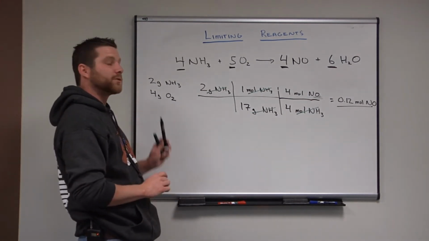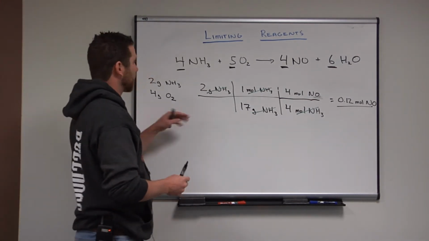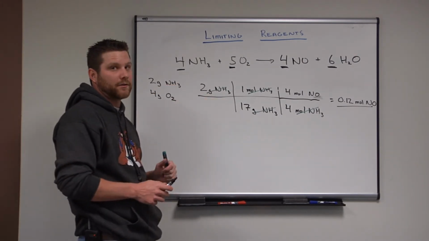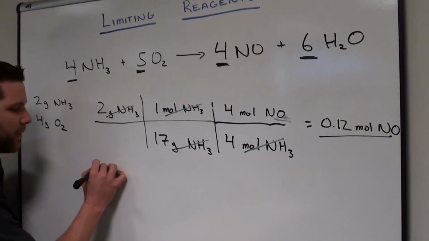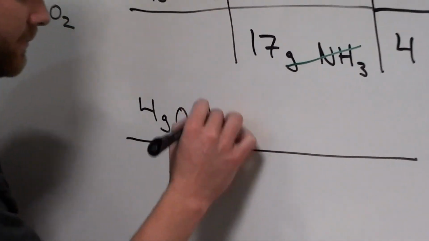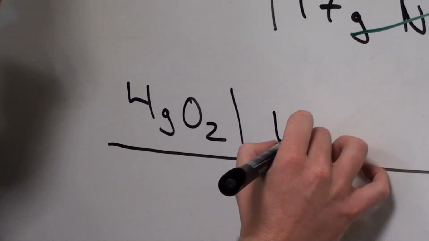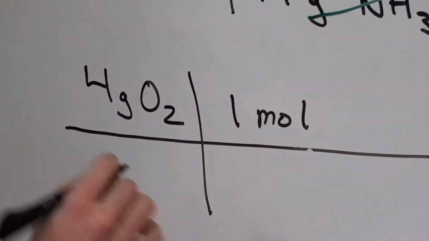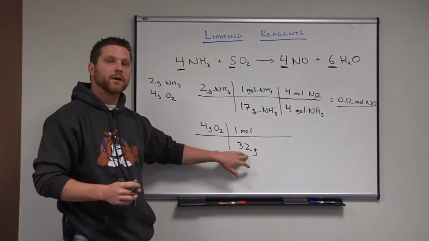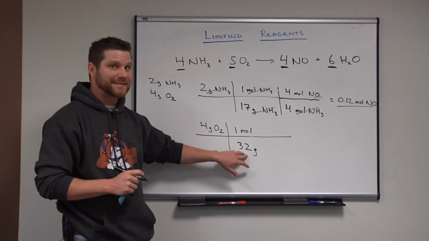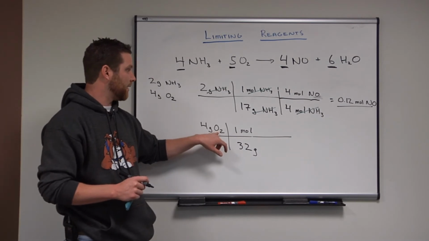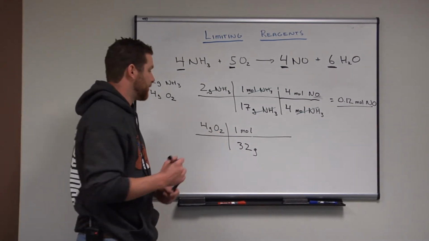We need to figure out how much we're going to get with the oxygen. So we're going to do the same steps we did here, except we're just going to use oxygen instead of this NH3. So if I start out with 4 grams of oxygen, 1 mole of oxygen is 32 grams. Keep in mind, when you look on the periodic table, oxygen is going to be 16, but this is O2. So you have to take into account that there's actually 2 oxygens here. That's why it's 32 grams.